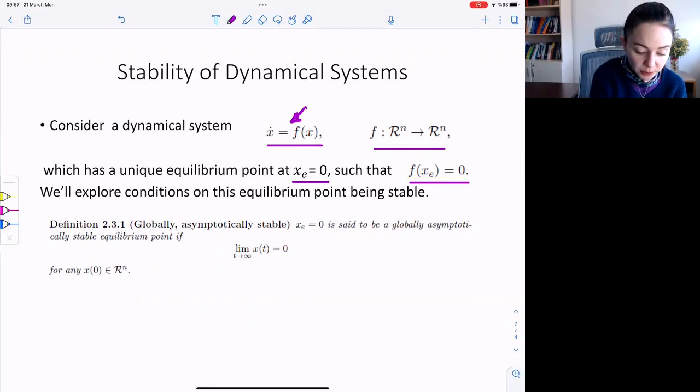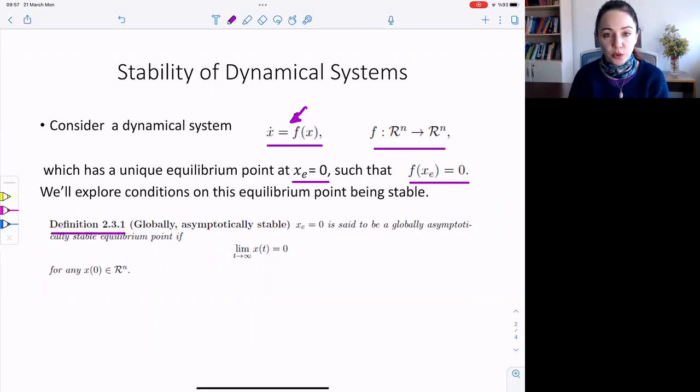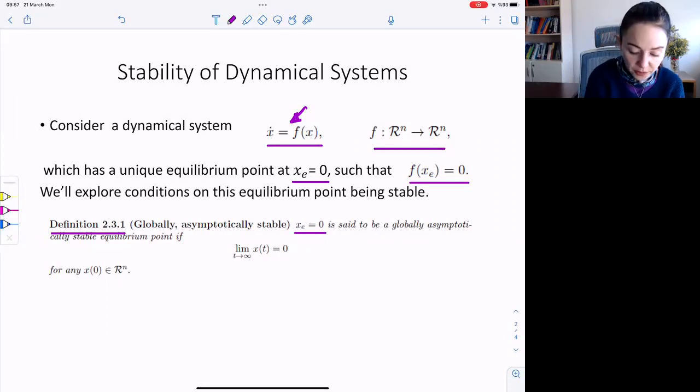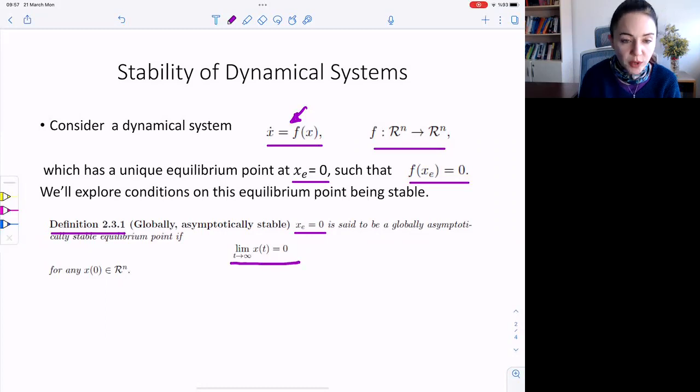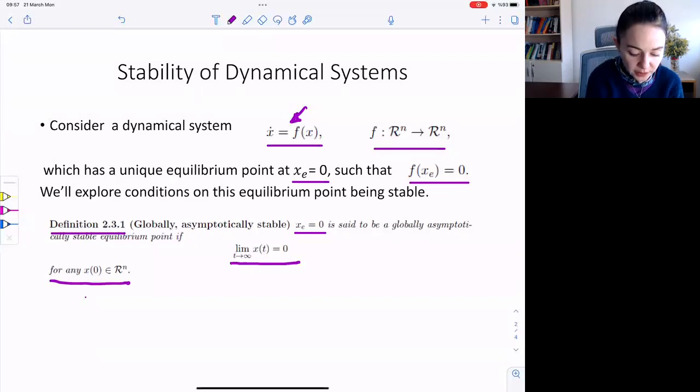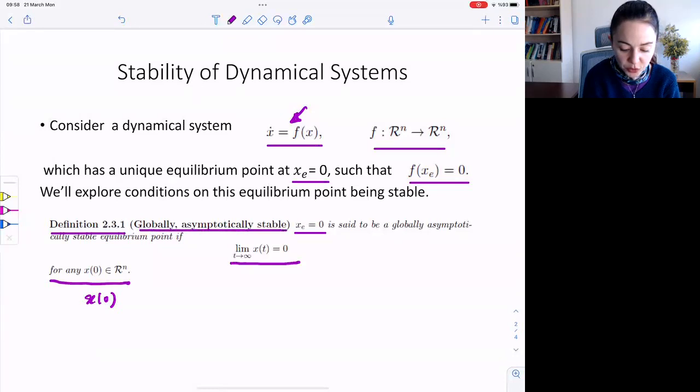So by definition 2.3.1 in the textbook, this point x sub e is said to be globally asymptotically stable if the limit as time goes to infinity of x of t equals zero. So if you let the system run, eventually it will hit this point for any initial starting state x of zero in Rn. In that case, our unique equilibrium point is also stable.